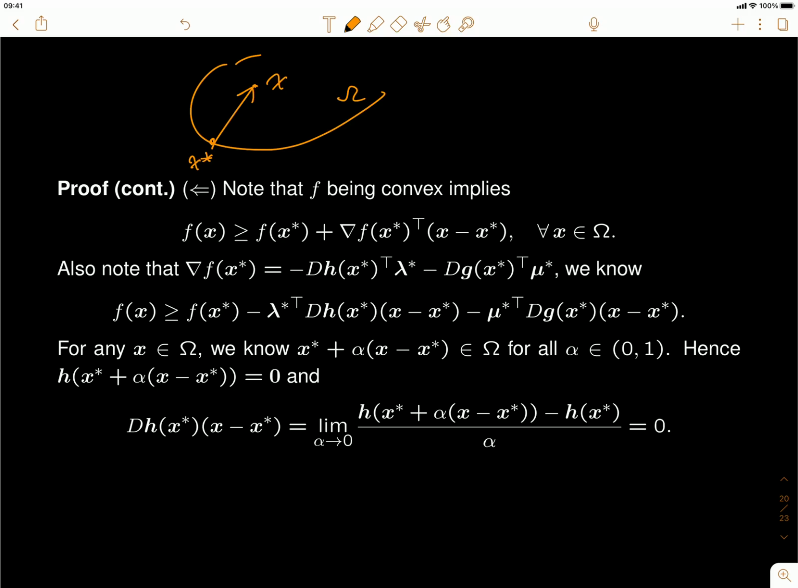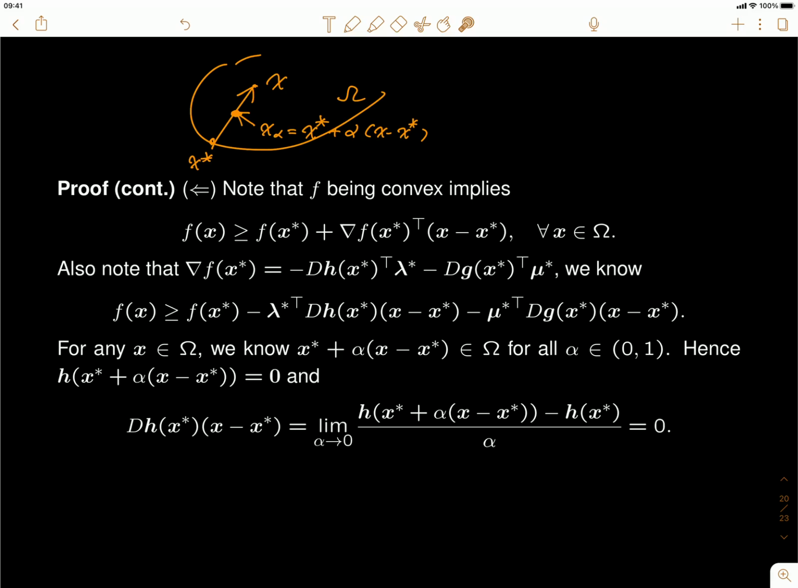Okay, so x star plus alpha times x minus x star, for alpha between 0 and 1, is some point in between. This point right here is x alpha, which is equal to x star plus, sorry, just alpha times x minus x star. This point is also in omega, because any point connecting two points in omega will also be in omega, since omega is convex.